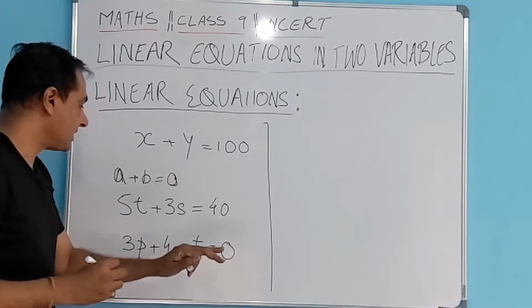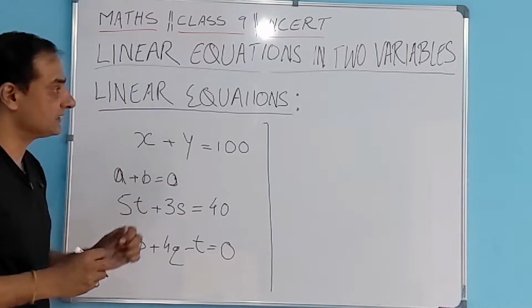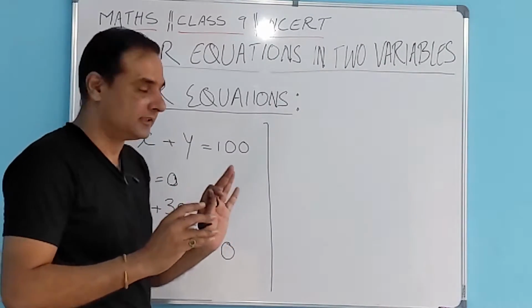So if you see closely how this is written, linear equations in two variables, तो हम लोग देखते हैं कि एक पैटर्न है. पैटर्न क्या है?